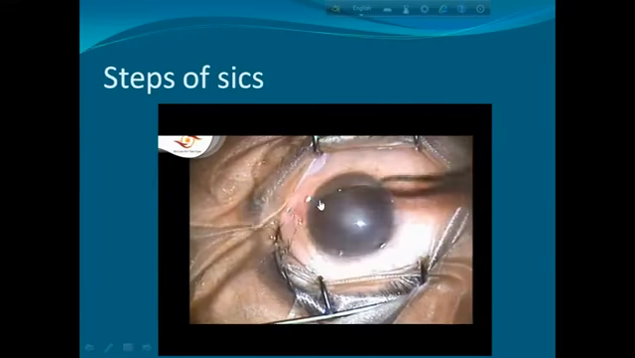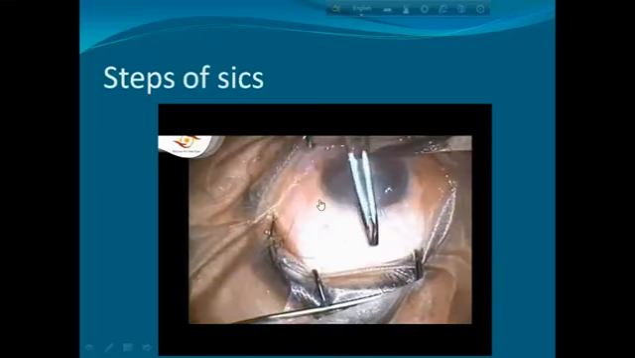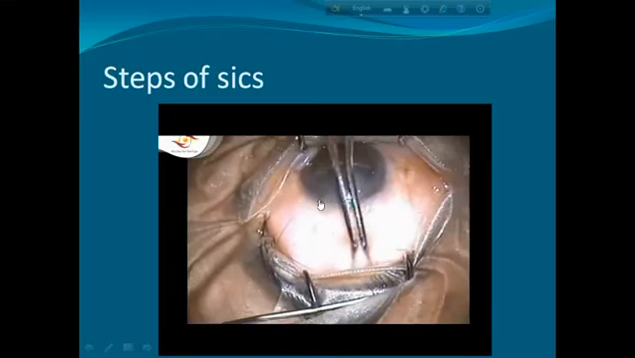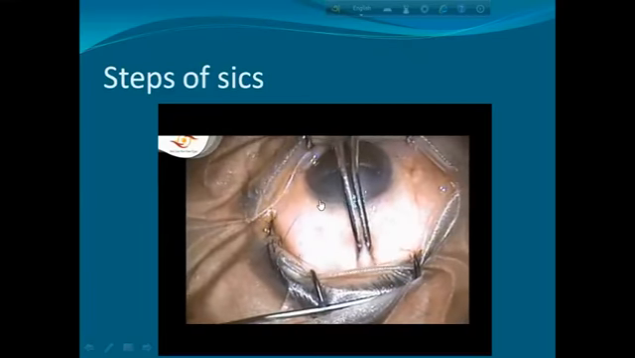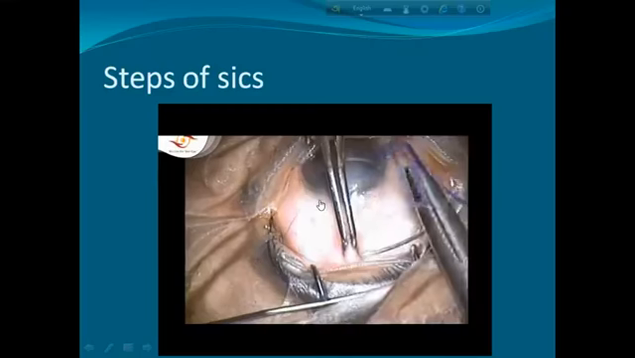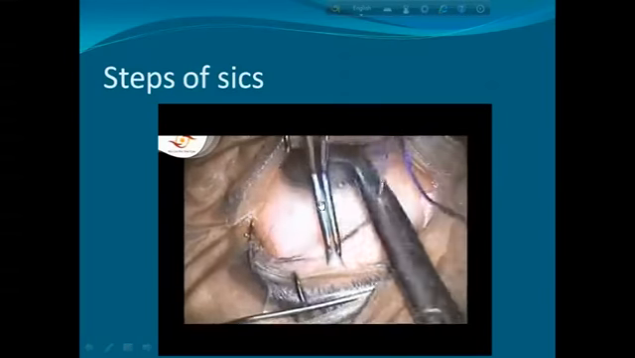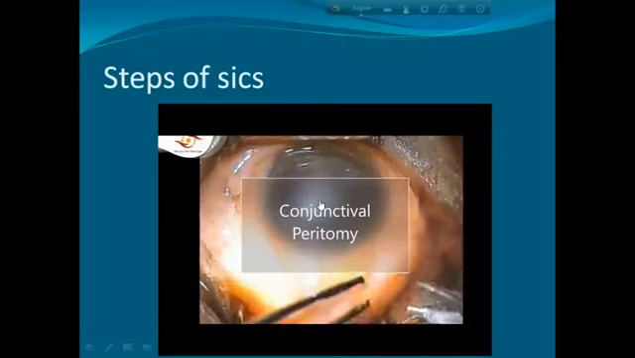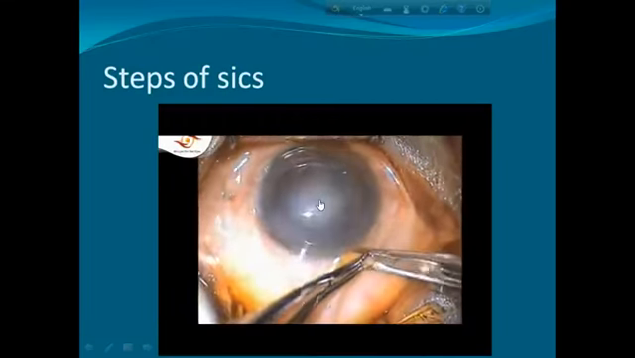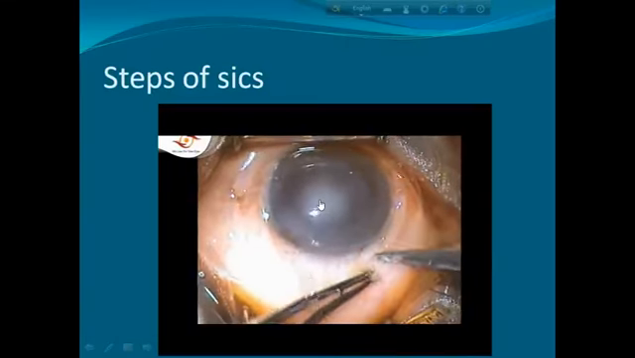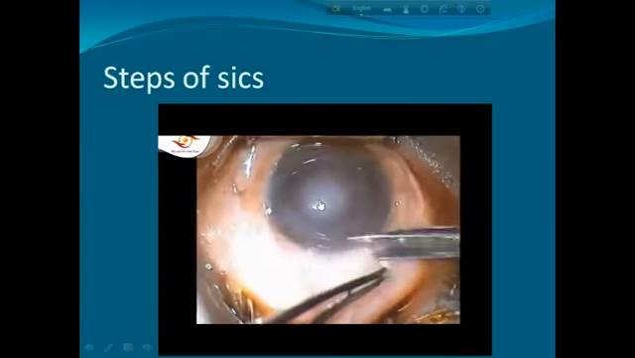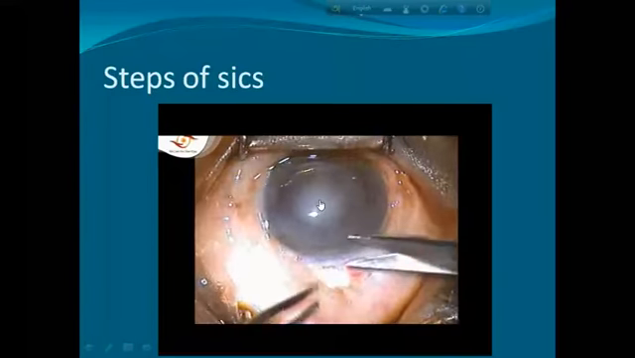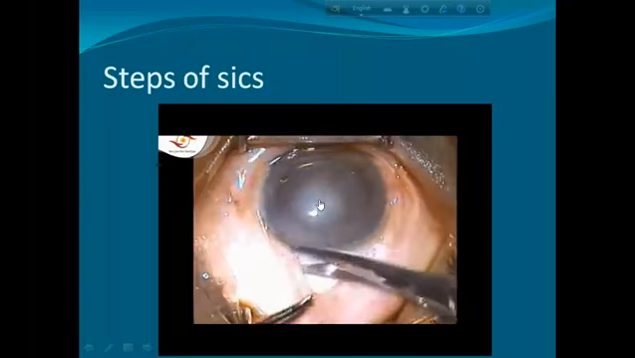First we give a superior rectus radial suture. Why do we give a radial suture? It helps to properly expose the incision area and fix the eyeball. There are two purposes. Then conjunctival peritomy: we release the conjunctiva at the incision area. This is conjunctival peritomy.